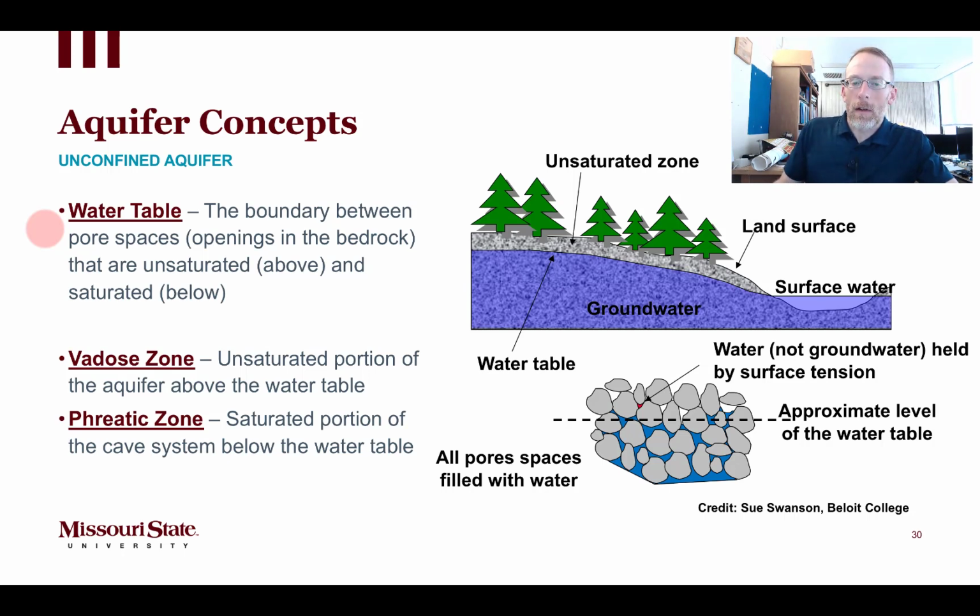We usually call the unsaturated portion of the aquifer the vadose zone, so that would be above the water table, and the saturated portion the phreatic zone, which is below the water table. So a couple of terminology or vocabulary words there that you should familiarize yourself with. And we went over the figure here on the right in an earlier lecture, including talking about the boundary between the water table above and below.